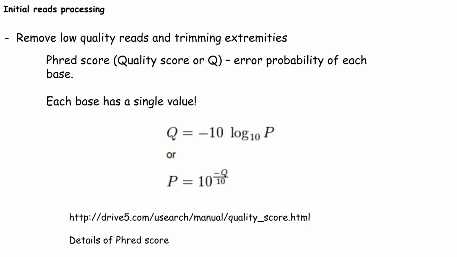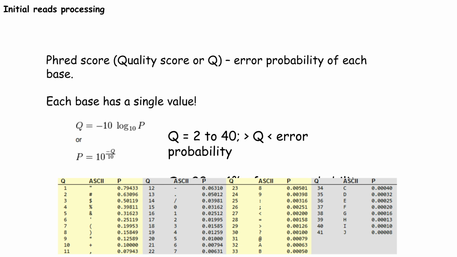The quality is measured using the Phred score, or Q, which represents the error probability of each base. This is calculated using the formula shown. The Phred score ranges from 2 to 40. A higher Q means lower error probability. A Q greater than 20 indicates less than a 1% error probability.